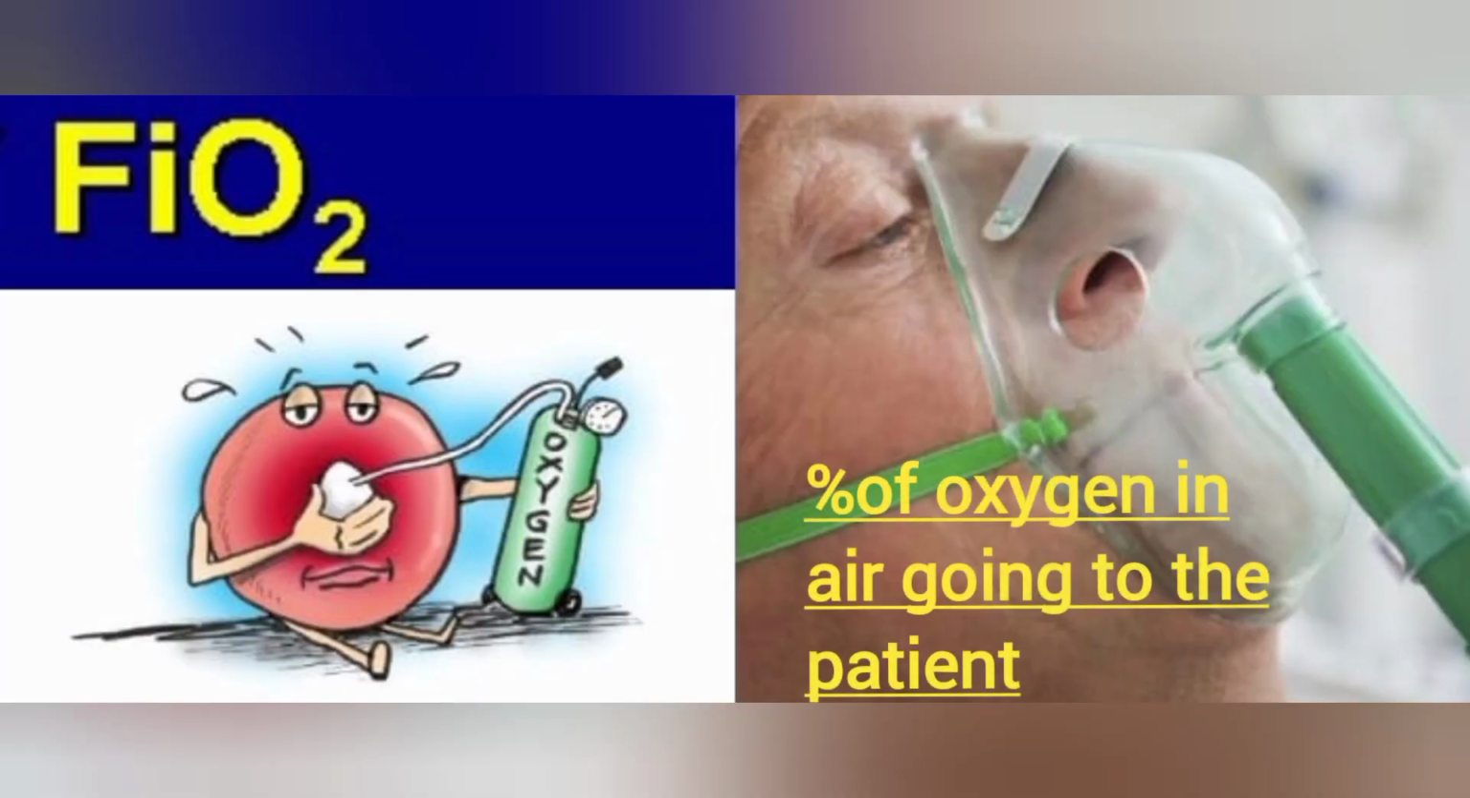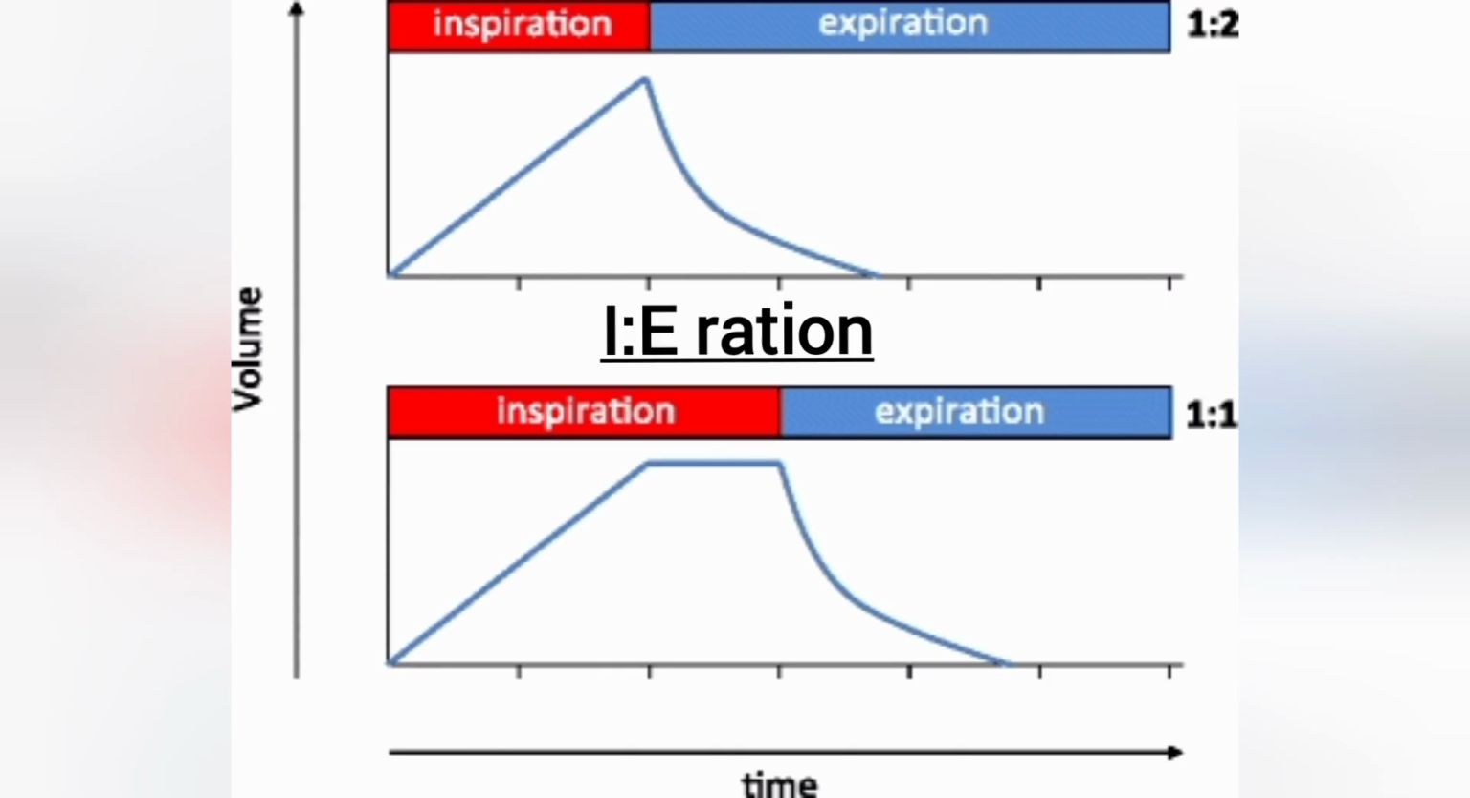After that, FiO2. It is the percentage of O2, that is oxygen, set in the air mixture going to the patient. Then I to E ratio. I to E ratio refers to the ratio of the inspiratory portion compared to the expiratory portion of the breathing cycle. Normal I to E ratio varies from 1 to 2 to 1 to 4.